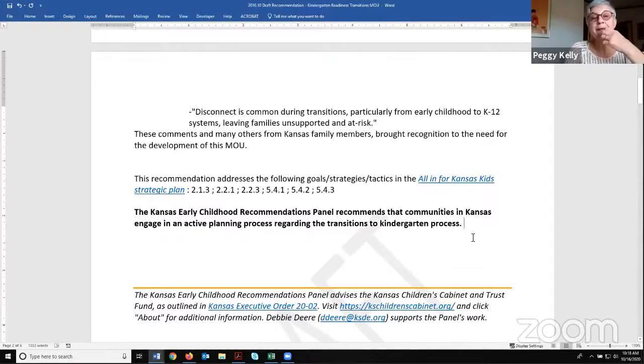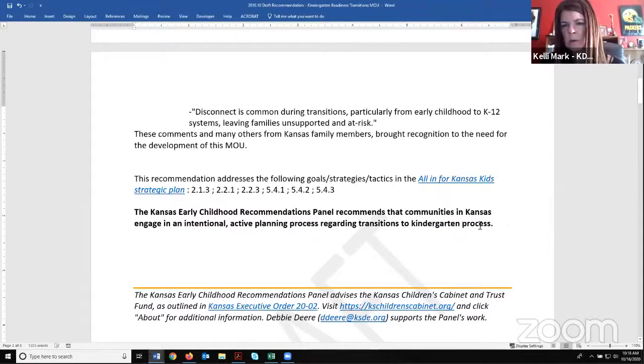This is Peggy. I like the word intentional planning process. Could we say either all communities in Kansas or all Kansas communities? Maybe something about through formal multi-sector groups, or formal multi-sector collaboration across the community, something to note that pulls a group of people together.